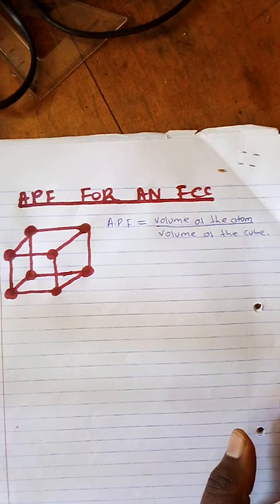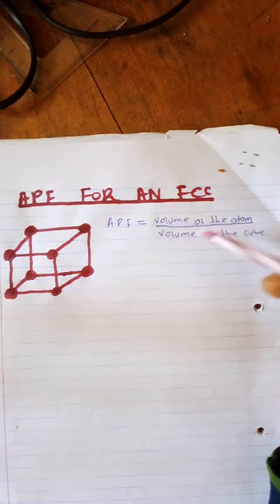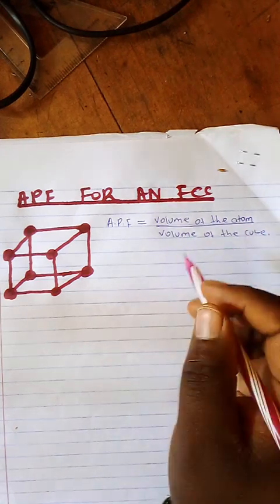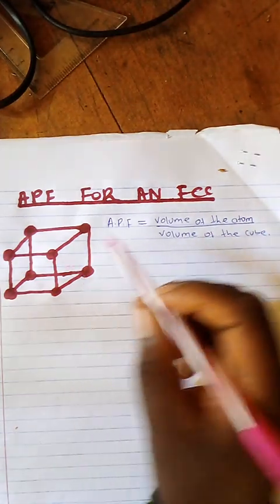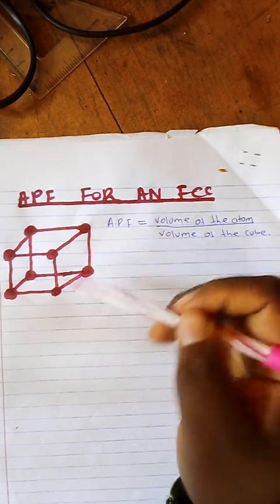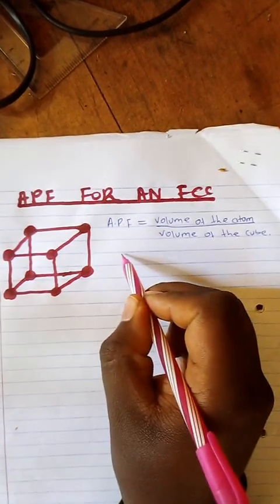So that means you have to find those. You have to find the volume of the atom. We're going to see how many atoms we're going to have in an FCC, and we're also going to have the volume of the cube. To get the number of atoms, we normally say there are 8 atoms at the corner. They are supposed to be 8 at the corner because it's a cube, and each is an eighth.